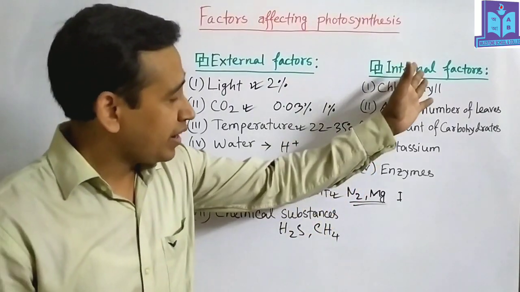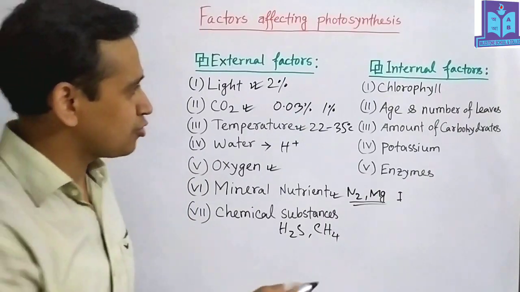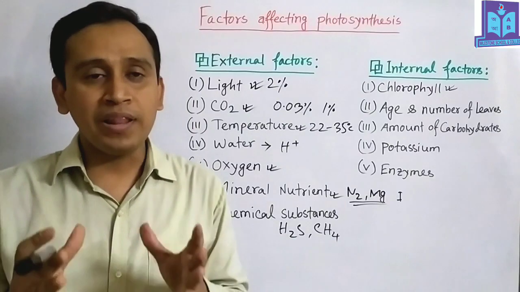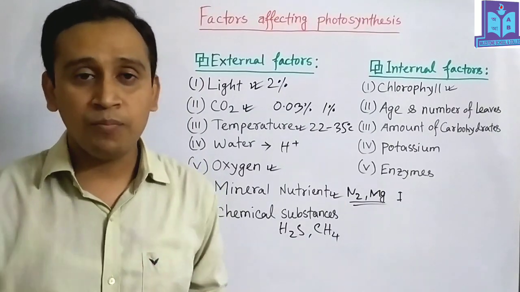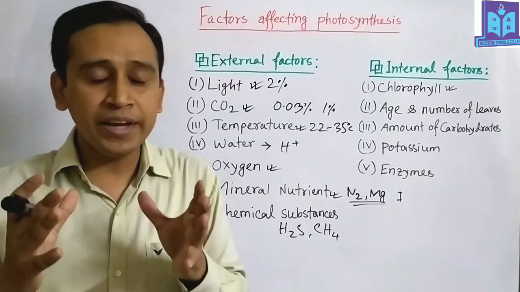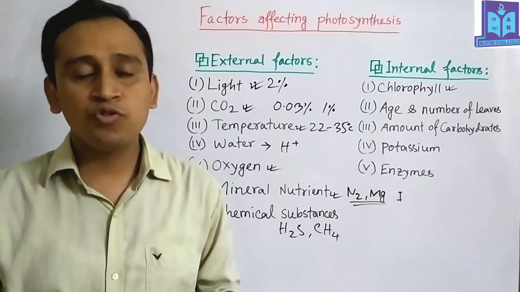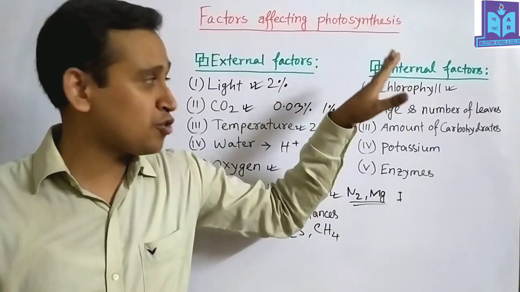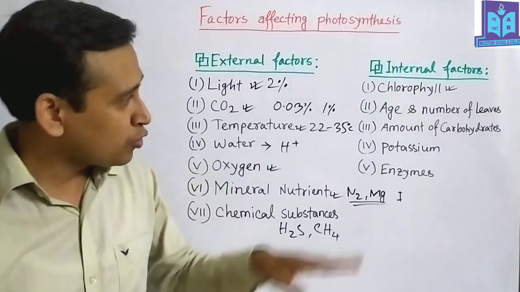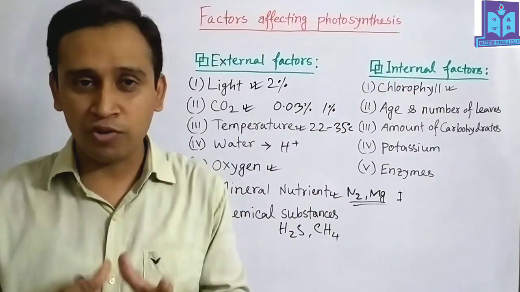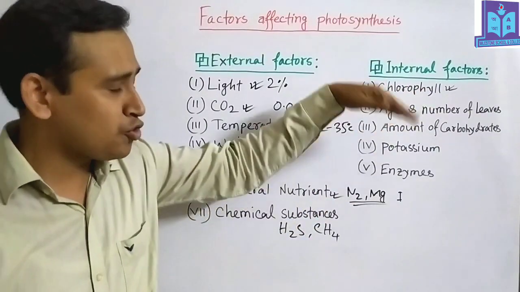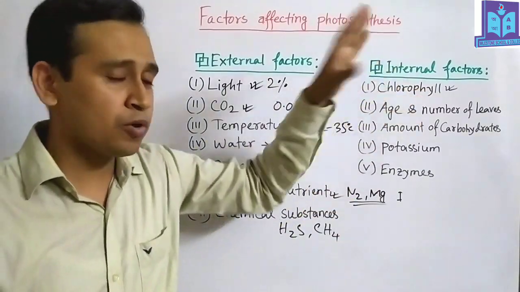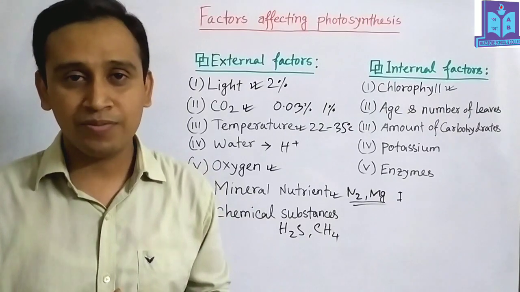Now the internal factors. The first one is chlorophyll. Chlorophyll has a direct relation to the photosynthesis process. Only chlorophyll can absorb the solar energy, so it is most important for the photosynthesis process. Without chlorophyll, photosynthesis is impossible. But an excess amount of chlorophyll is harmful for photosynthesis because it disintegrates the enzymes.